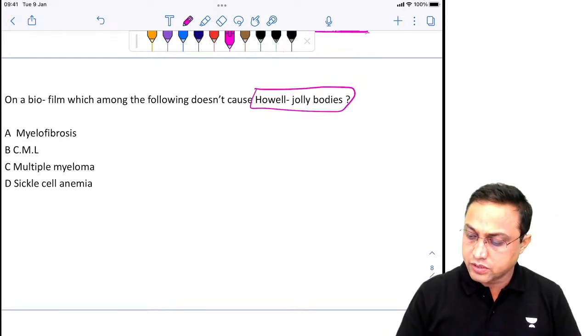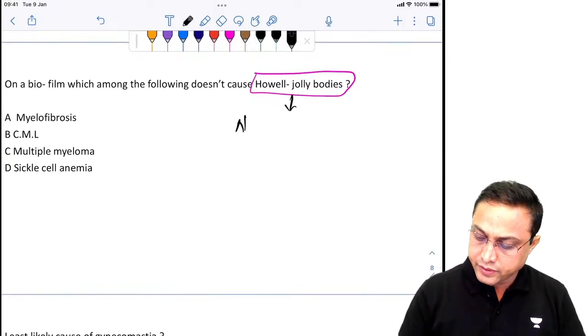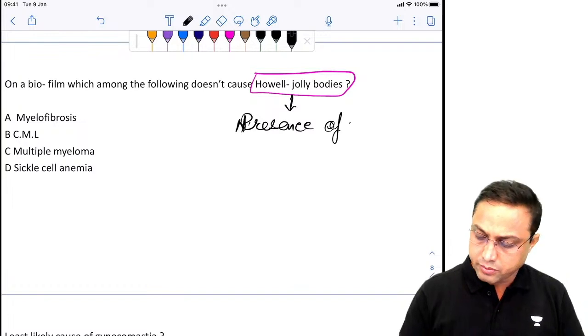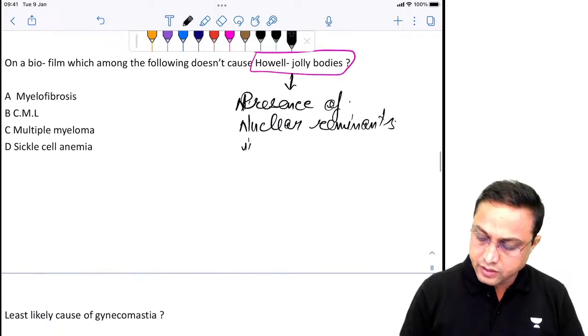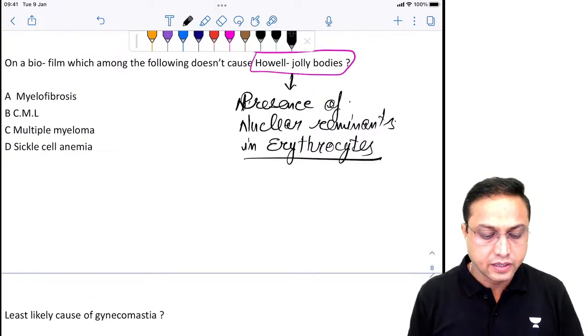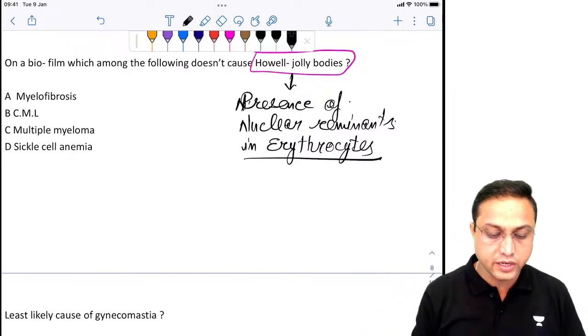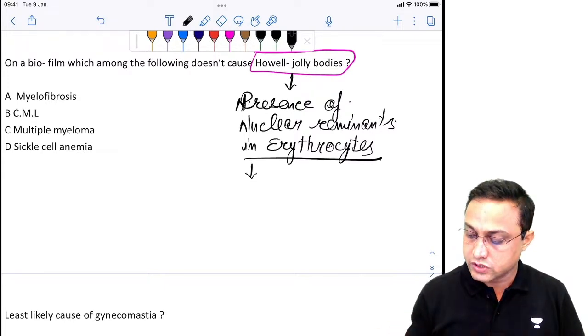So Howell-Jolly bodies are basically nuclear remnants in an erythrocyte. It's the name given for the presence of nuclear remnants in erythrocytes, right? And this type of erythrocyte is removed by the spleen, but their presence leads to the malfunctioning or hypofunctioning of the spleen and causes hyposplenism.